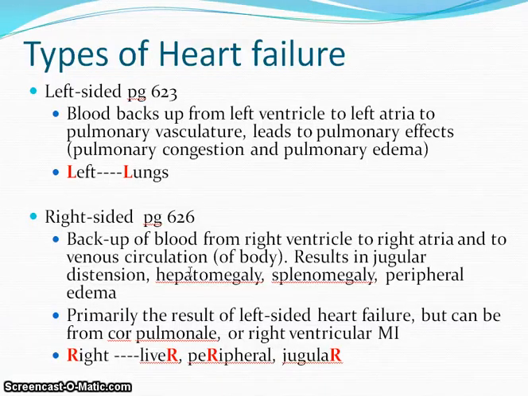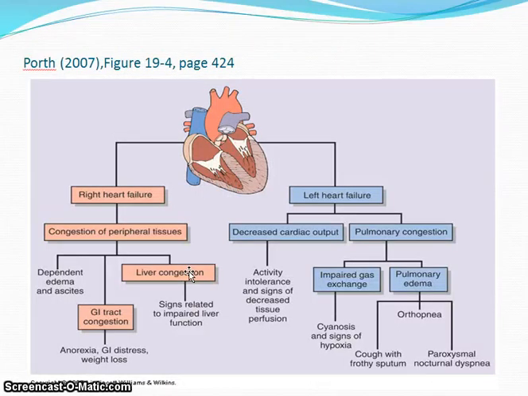Oftentimes what has happened for people to get right-sided heart failure is they have left-sided heart failure that hasn't been treated properly, and then it converts to right-sided and cor pulmonale. It can also be caused by somebody having an MI that impacts their right ventricle. So the right side, think R. It's going to impact the liver, the peripheral circulation, and the jugular veins.